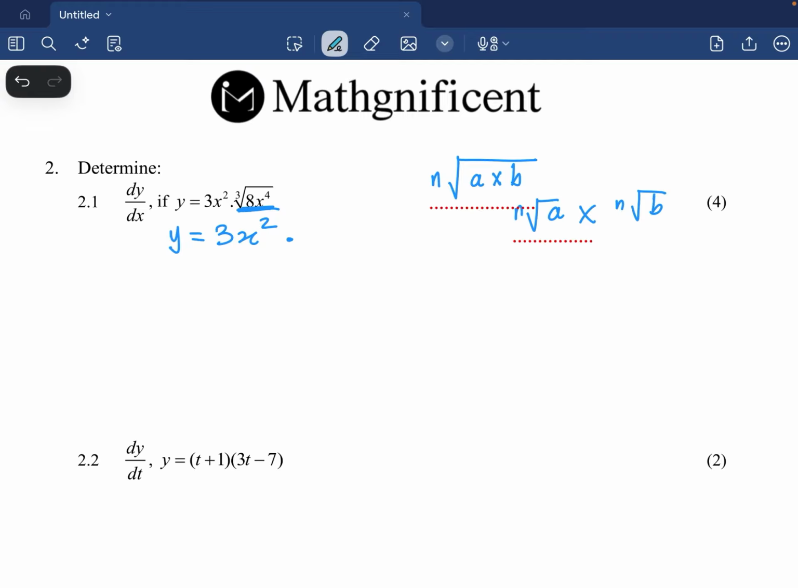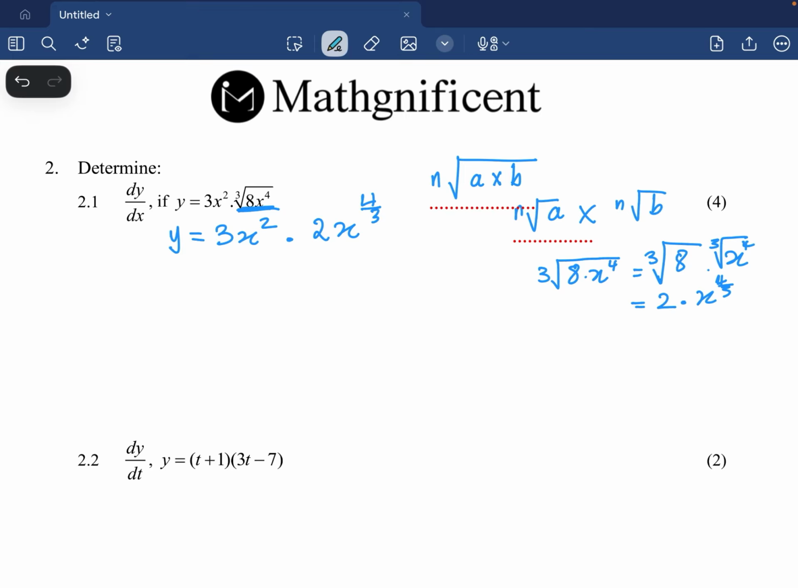So when you look at this here, I have the cube root of 8 times x to the power of 4. This is going to be the same thing as the cube root of 8 times the cube root of x to the power of 4. So when you simplify this, you're going to get that this is going to be 2, and then this is going to be x to the power of 4 over 3. So I'm just going to write that this is 2x to the power of 4 over 3. All right, so this is what we have here.